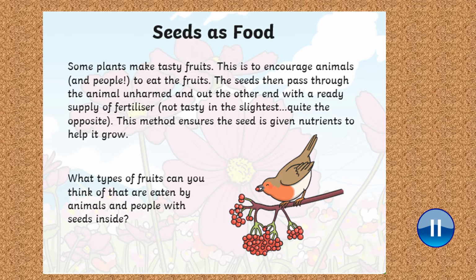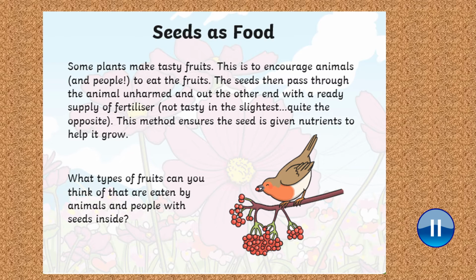So quite often birds will come along, they will eat the fruits with the seeds in them. They'll fly off somewhere else, and they will deposit their poop somewhere else, and the seeds that are inside that poo will then start to grow and germinate somewhere else.